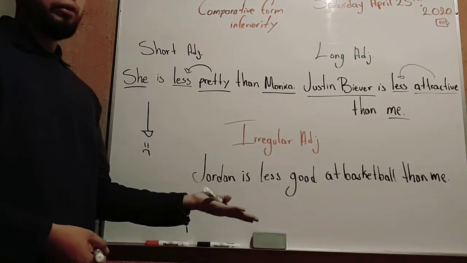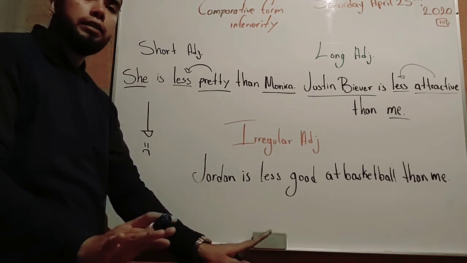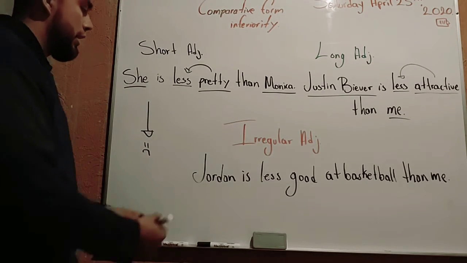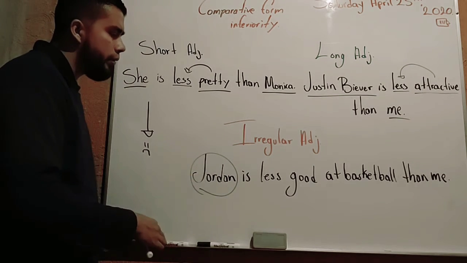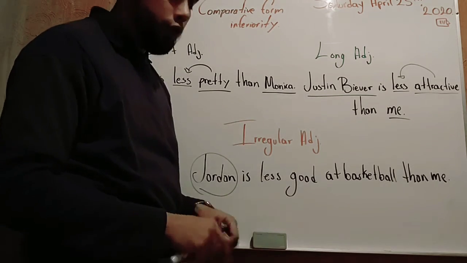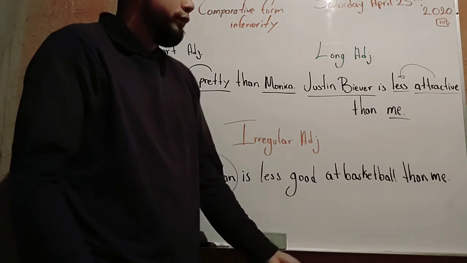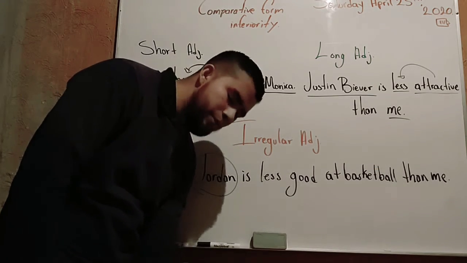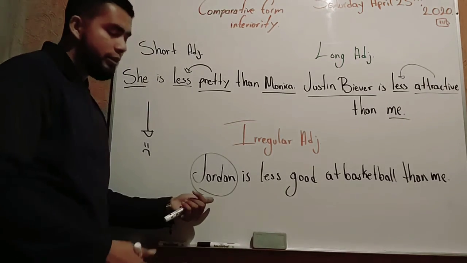For irregular adjectives, it's the same. My adjective, it's clear. We do not touch it. Michael Jordan, maybe you have heard about him, is less good at basketball than me, for sure. I had a problem in my knee, so I couldn't make it for the NBA. So that's what I was saying.